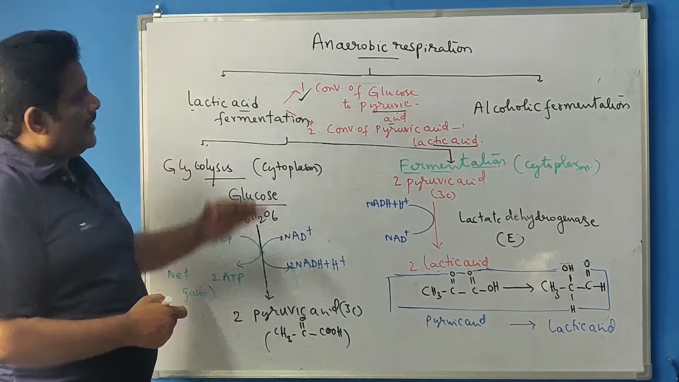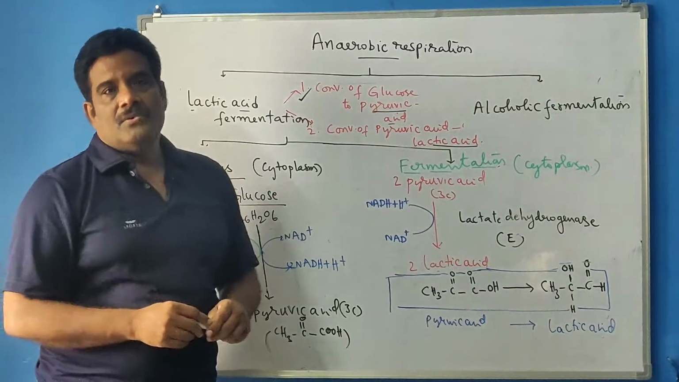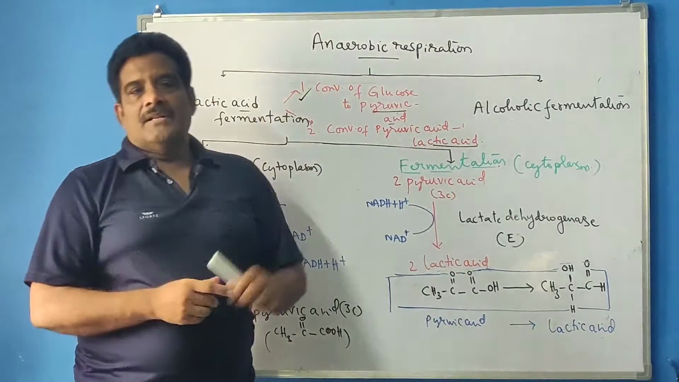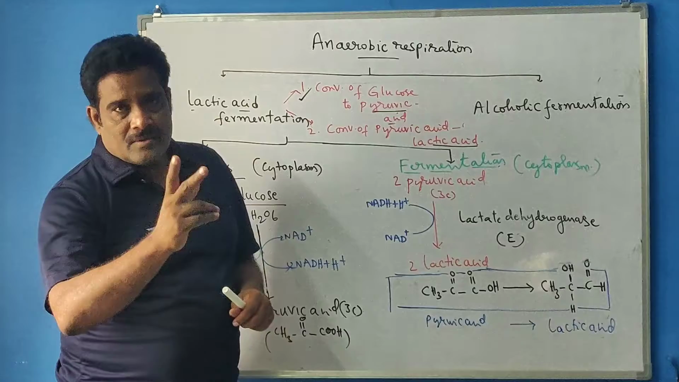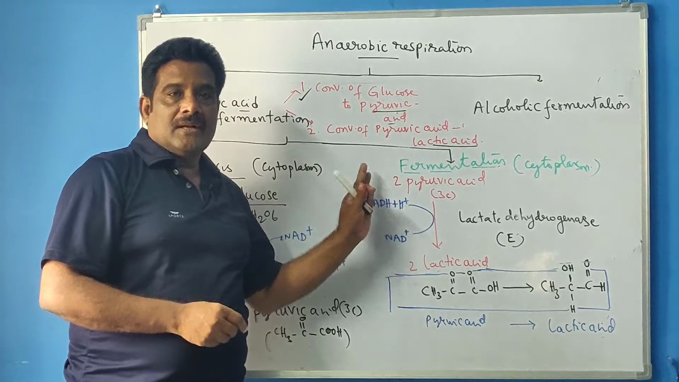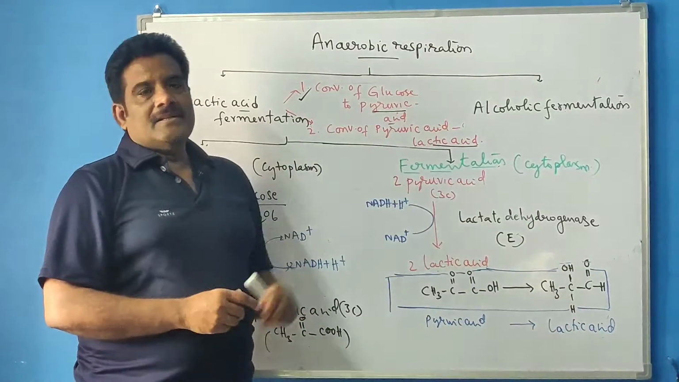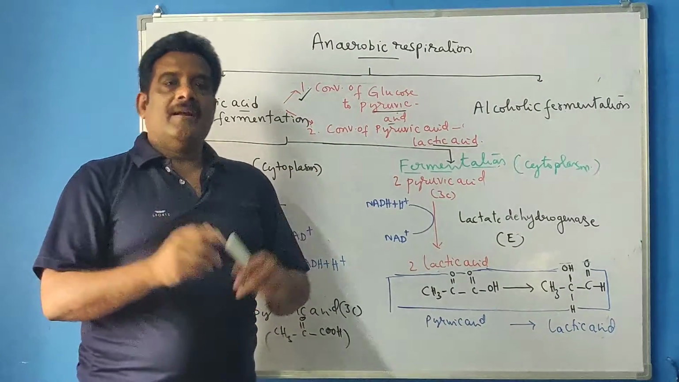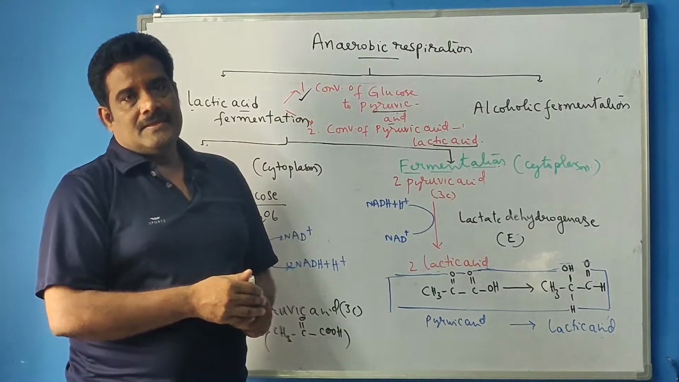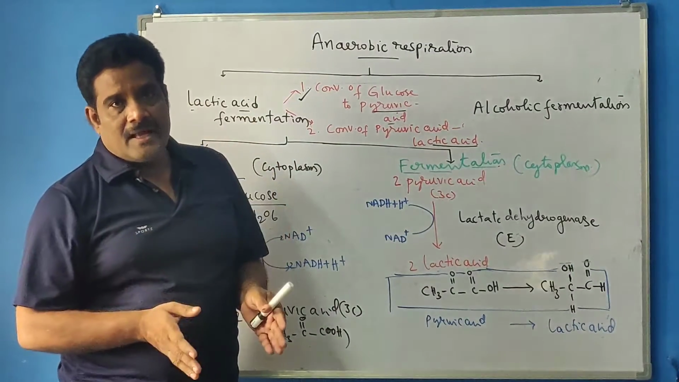One point you have to remember: fermentation, either lactic acid or alcoholic fermentation, occurs in the cytoplasm only. But as far as aerobic respiration is concerned, respiration occurs in the cytoplasm and on the other side, the mitochondria. But here one very important point you have to understand: there is no involvement of mitochondria in both types of fermentation. Krebs cycle reactions will not happen. Previously I told you in aerobic respiration, Krebs cycle reactions take place along with the glycolytic reactions. But Krebs cycle reactions will not happen in anaerobic respiration.